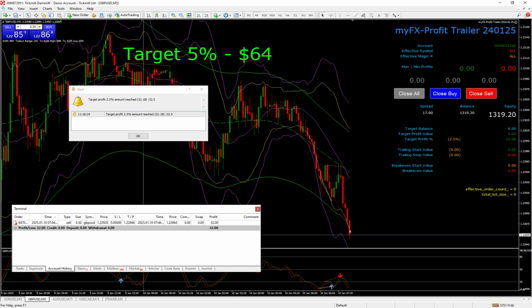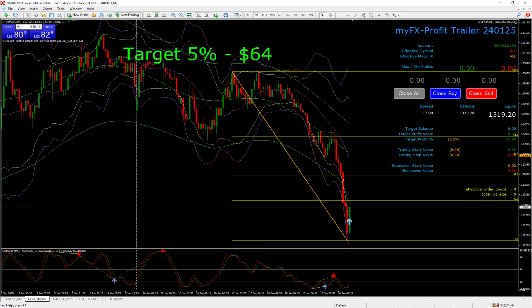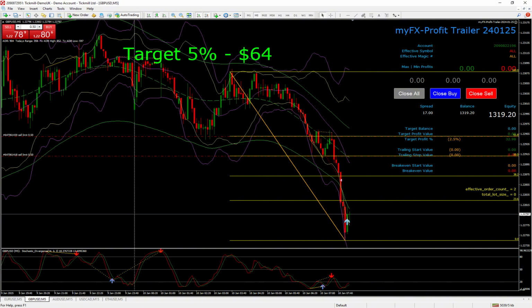Our EA automatically closed all the orders once it hit the target of 2.5%, which is $32. Let's analyze the market using Fibonacci levels before placing the sell orders for our second session. I'm going to place 2 sell limit orders at the 50% and 62.4% retracement levels.